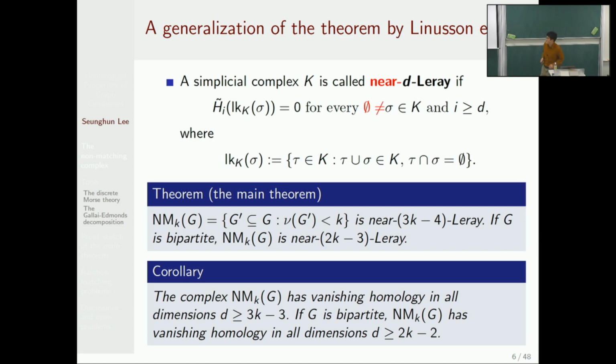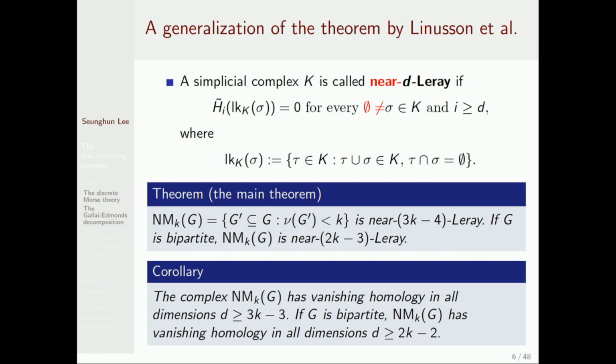Before introducing the main theorem, I'd like to briefly introduce a topological notion. A simplicial complex K is called d-Leray if the reduced homology in dimension i of the link of sigma vanishes for every non-empty face sigma and for every i at least d, where the link is defined as all the faces tau such that tau union sigma is in K and tau intersection sigma is empty.